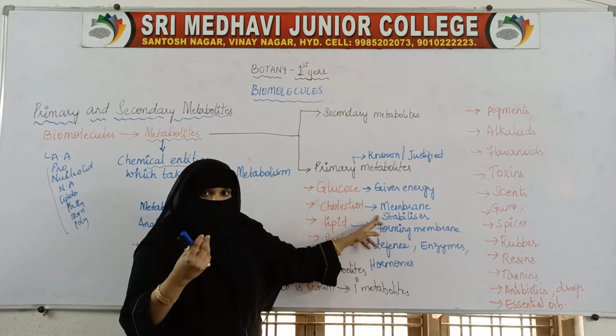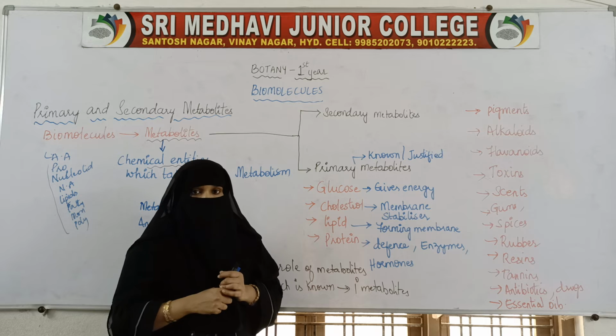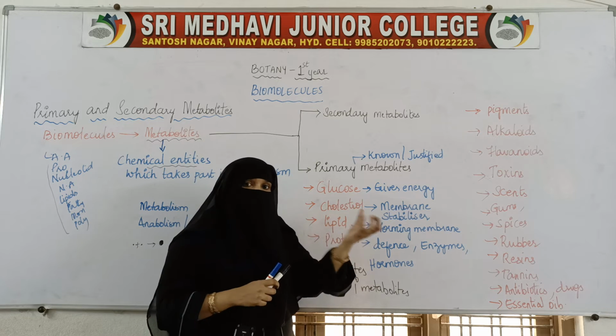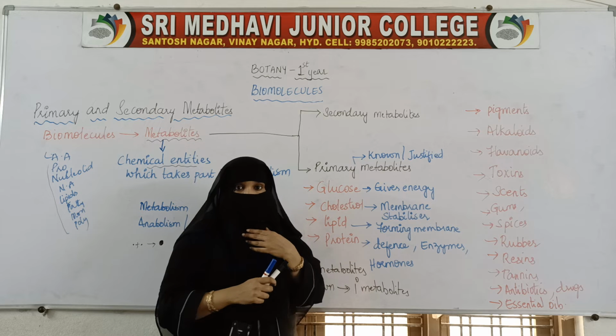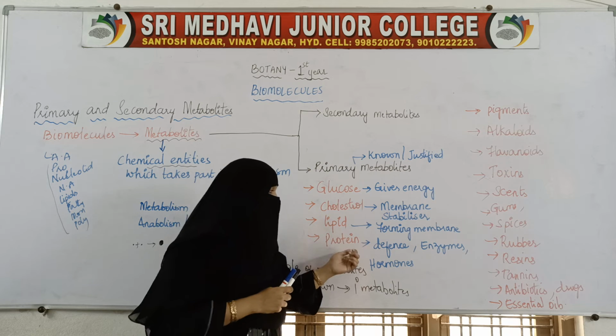Cell membrane will be there now. So the cell membrane stabilizer. It acts as the stabilizer for the membrane. Then we have this lipid. Lipids help in the formation of the cell membrane.